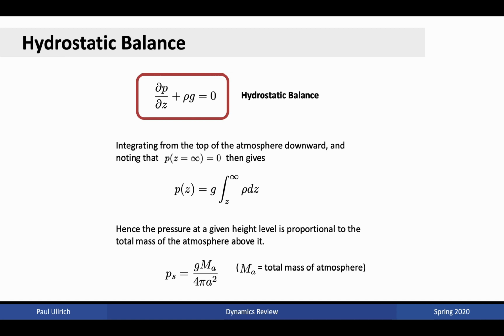Proceeding with this manipulation, one finds that the surface pressure is directly proportional to the total mass of the atmosphere above it. This is one way, then, to use the surface pressure measurement in order to estimate the total mass of the atmosphere.